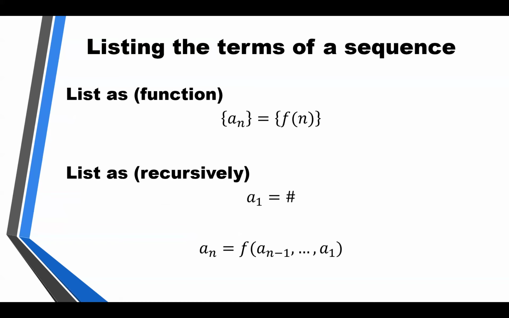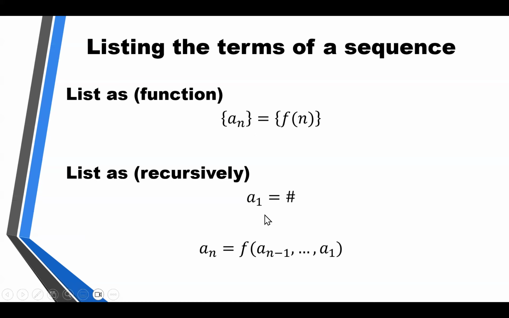There are a couple of different ways to write sequences. One of the ways that I can list off all of the terms of the sequence is to list a function value for each term of the sequence. So the nth term is given to you by some function where I plug in the number n. I call this the function notation for a sequence.